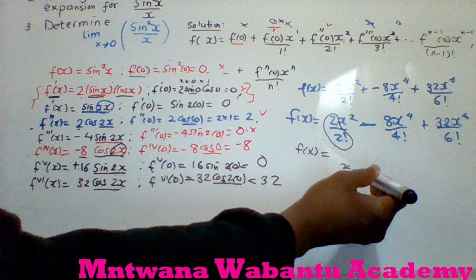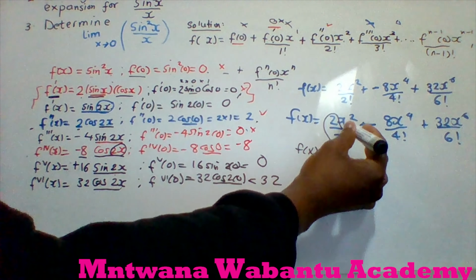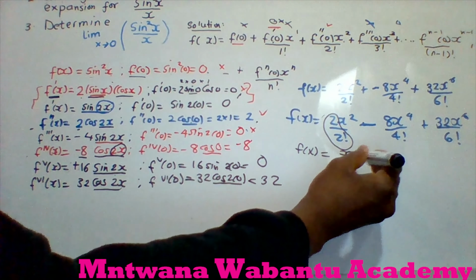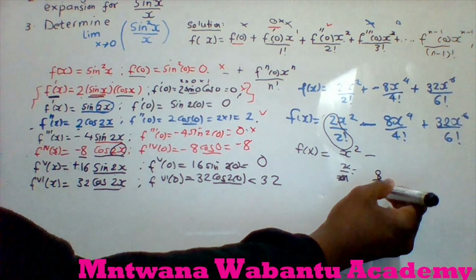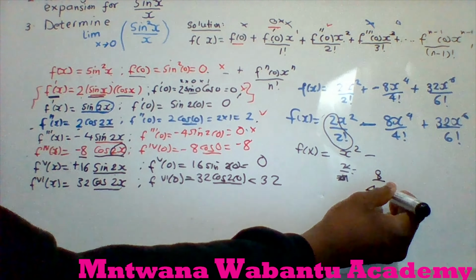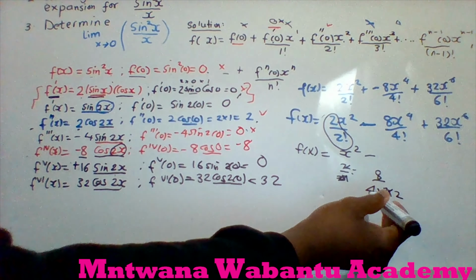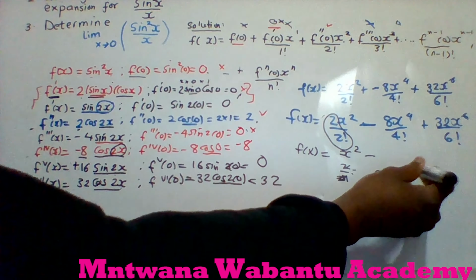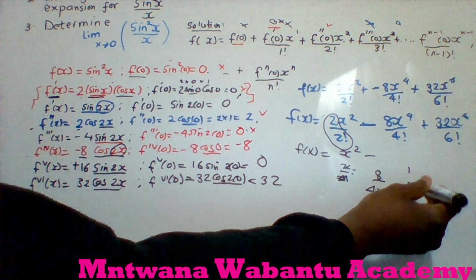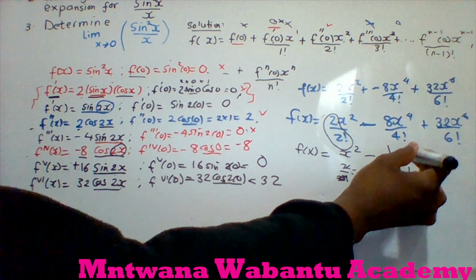This is going to give you equal to 1. So 1 times x squared is going to give you x squared minus. You do the same thing for the next one. You see 8 over 4 factorial. 4 factorial means 4 times 3 times 2. 4 times 3 is 12. 12 times 2 equal to 24. So 8 over 24, 1 over 3. So this part is going to be 1 over 3 x power 4.